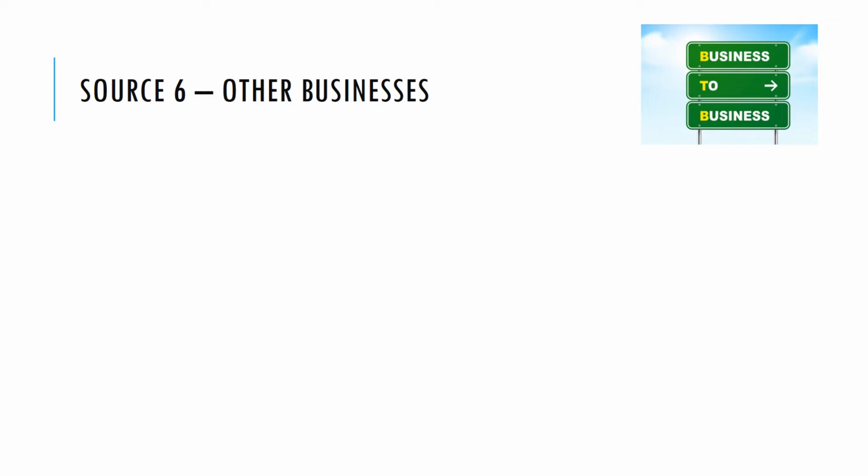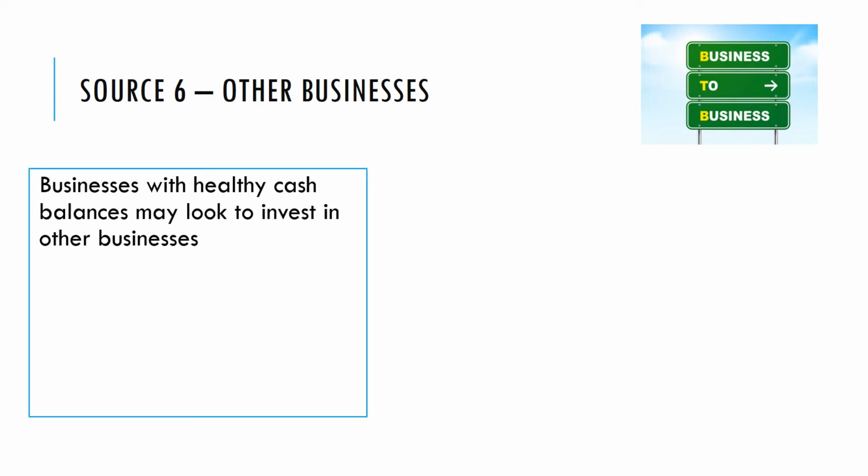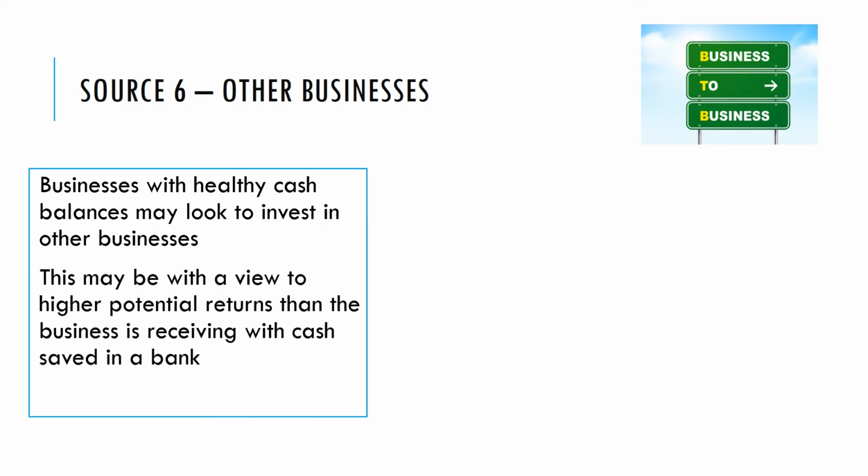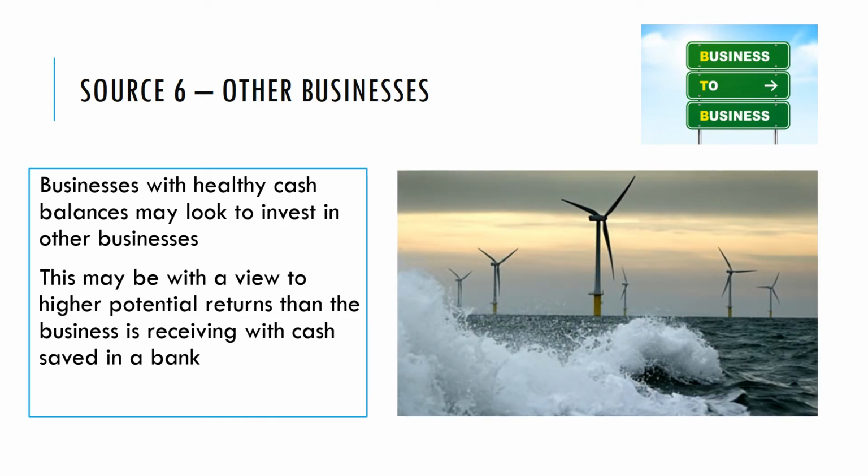Source 6 is other businesses. And businesses with lots of healthy cash balances may look to invest in other businesses. They're probably trying to do that to generate a higher return on their cash than they would if they just had it in a bank account. So for example, businesses such as Apple and Google have recently invested money in wind farms because they believe the return they would get on their money, the dividend and the increase in the value of what they own, will be higher than what they could get if they just kept all their millions and billions in the bank.